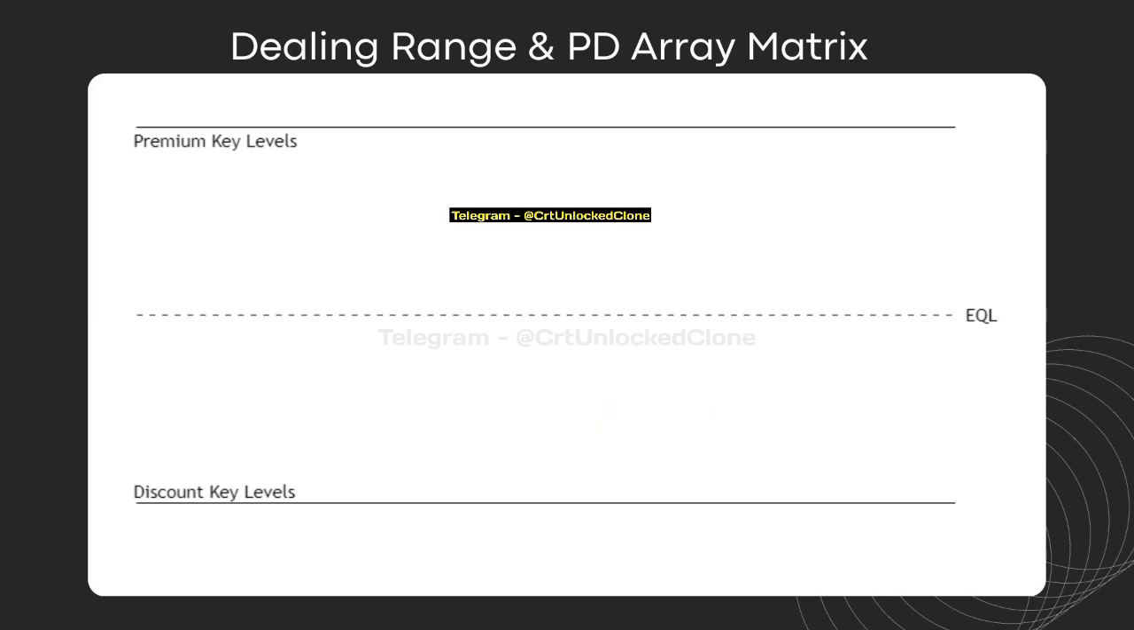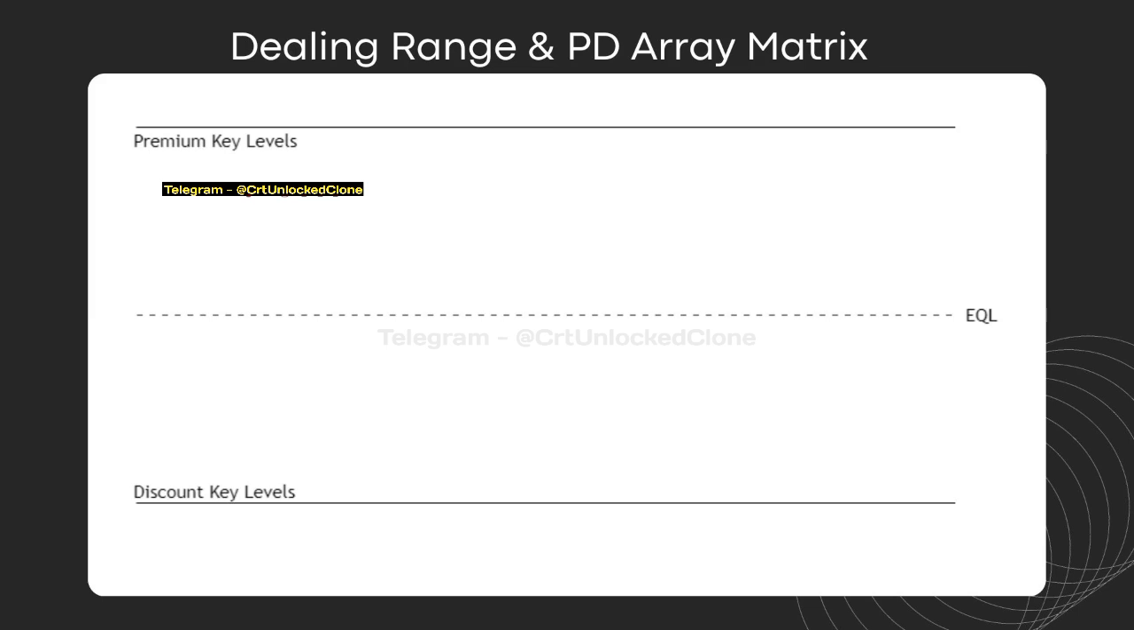Now, this dealing range or PDRA matrix will be used to filter out key levels, right? And it will be used to select the correct key level based on the market condition that we are in. For example, if we are in a bullish market, then our main priority or concern will be the key levels inside the discount region or near the equilibrium, rather than the key levels inside the whole range or inside the premium.